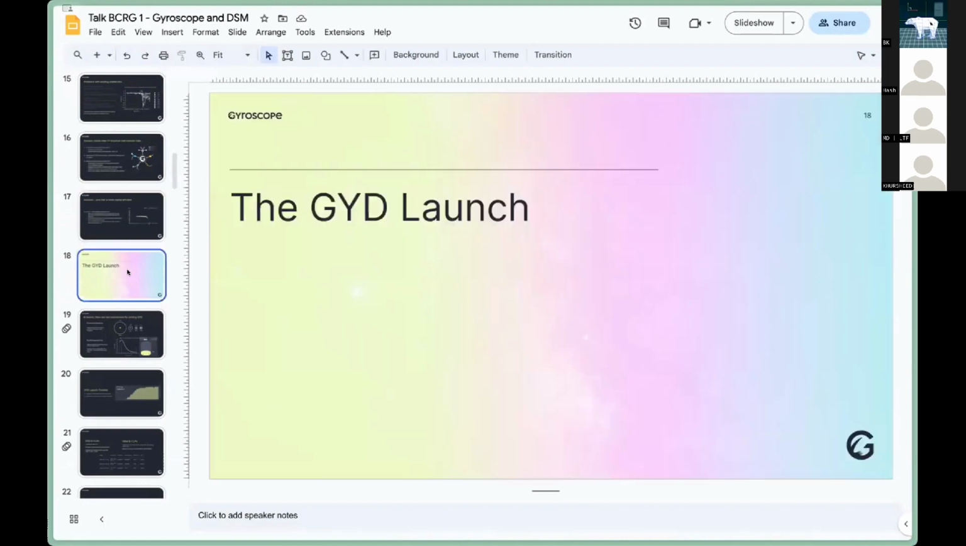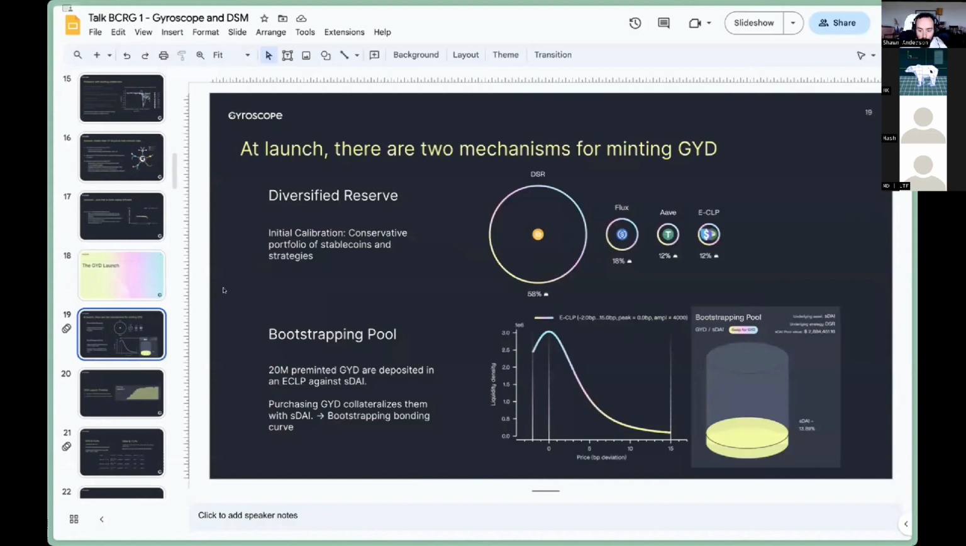So let me tell you about the launch a little bit. At launch, if you go to gyro.finance and you look at Gyroscope, what you're going to see is that GYD is currently backed by 2 sources of collateral. The first one is the diversified reserve that I showed to you. The weighting is currently like this, or I think this is the target weighting. And the second one is a special mechanism that the system had for launch, which we call the bootstrapping pool. And the bootstrapping pool is an ECLP with a pretty tight price range.